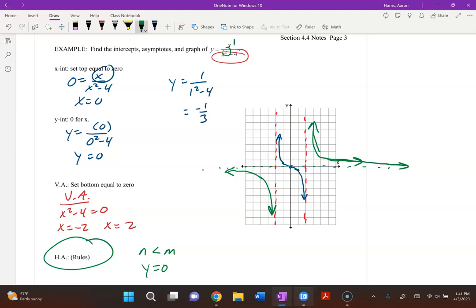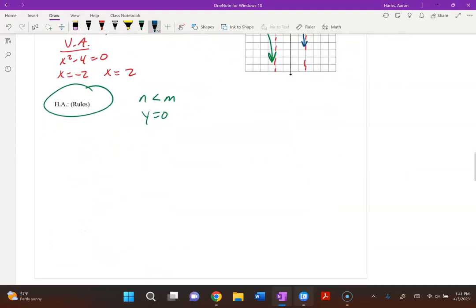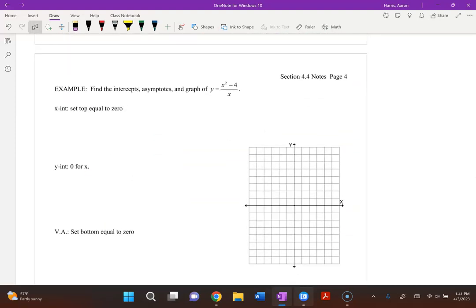Now, the next one is that one flipped over: x squared minus 4 over x. So where are our x-intercepts? Those come from the numerator, so plus or minus 2: (2, 0) and (-2, 0). For the y-intercept, I'm going to let x be 0. Well, I can't do this, so I don't have any y-intercept.